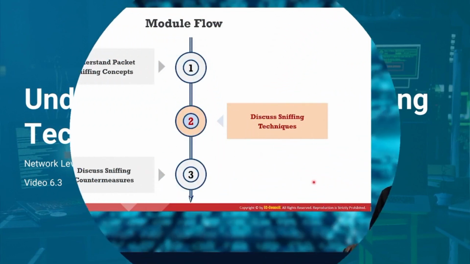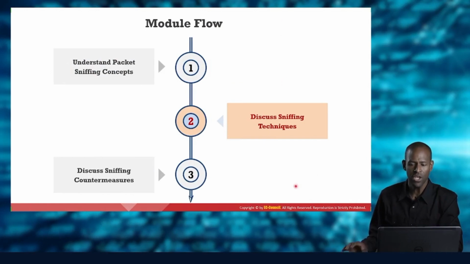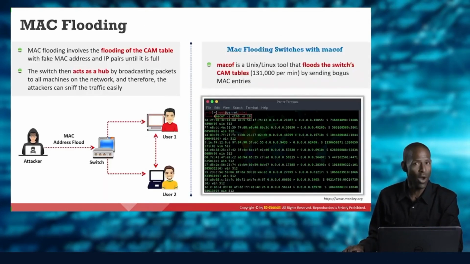Now let's have a look at some of the techniques that are often used for sniffing. And one of those I mentioned a little bit earlier is MAC flooding. So we take that MAC table, we fill it up with entries until it's full, and then it acts like a hub. Now, what is the problem with it acting like a hub?